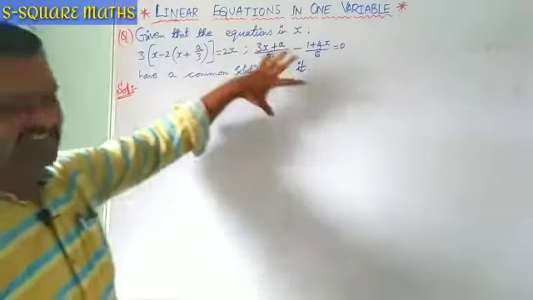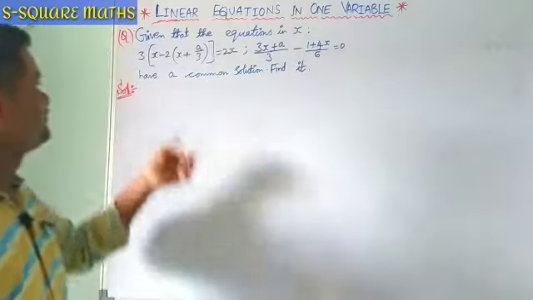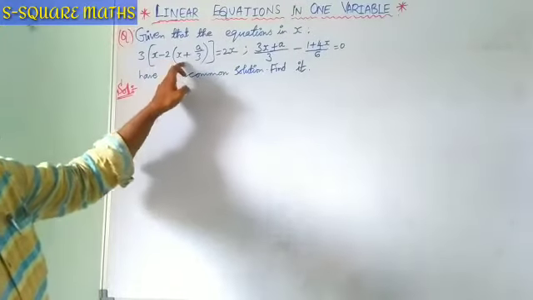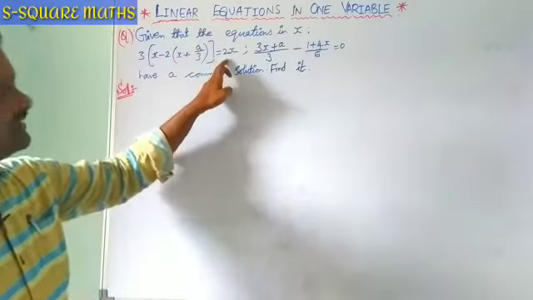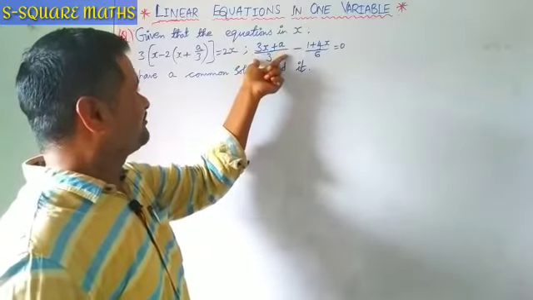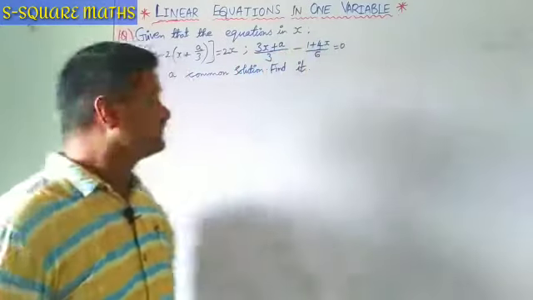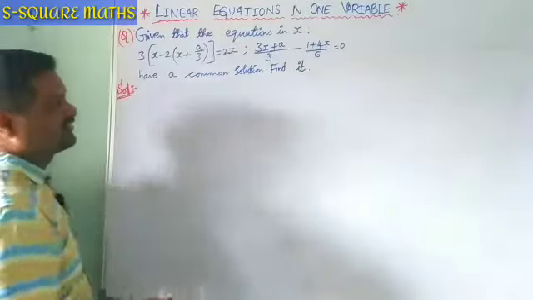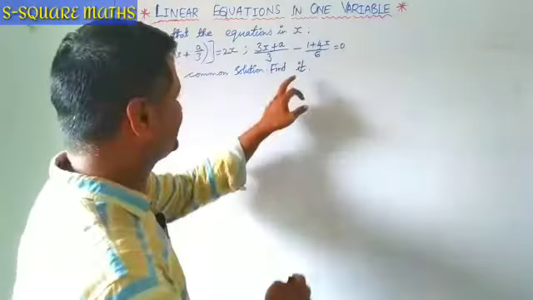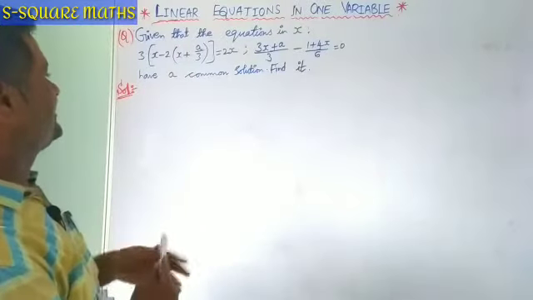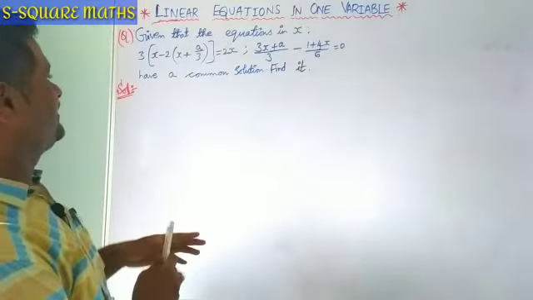Given the two equations, 3 of x minus 2 of x plus a by 3 is equal to x, and 3x plus a by 3 minus 1 plus 4x by 6 is equal to 0, have a common solution, find it. Find it in the sense we have to find out the common solution. So this is nothing but a problem connecting to common solution.